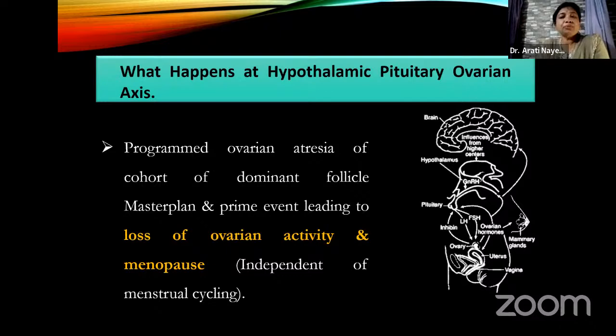Actually, what happens is, due to influence from higher centers, the median arcuate nucleus of the hypothalamus produces gonadotropin releasing hormones, which act over the receptors present in the pituitary, and from the pituitary there is release of gonadotropin hormones, which stimulate the ovary, and from the ovary there is production of ovarian steroidal hormones, that is estrogen and progesterone. It has both positive and negative feedback effects on the pituitary. Ovary also produces inhibin, but inhibin has only a negative feedback effect on the pituitary.